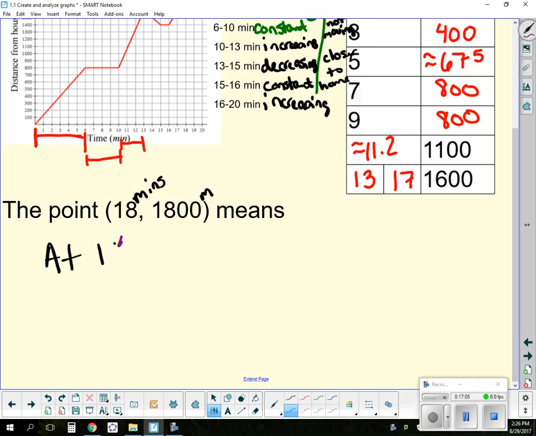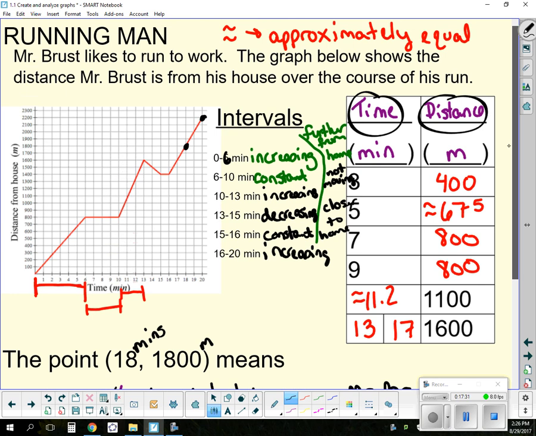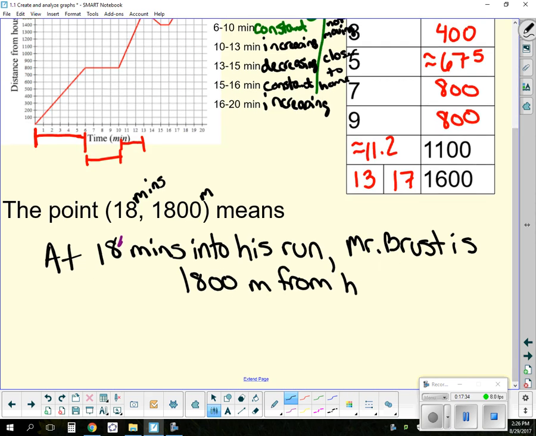At 18 minutes into his run, Mr. Brust is 1,800 meters from what? From school, from his job, or from his house? Remember what we're talking about? It's his distance from the house. Okay? So all you need to do, essentially, is just put the labels with each number and make a sentence out of it. At 18 minutes, he's 1,800 meters from his house.